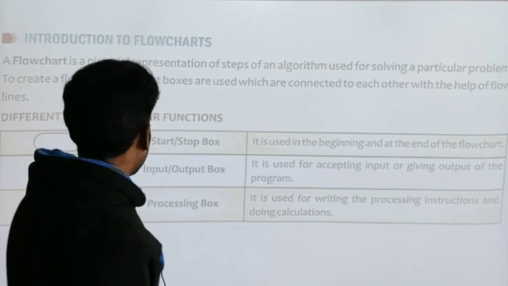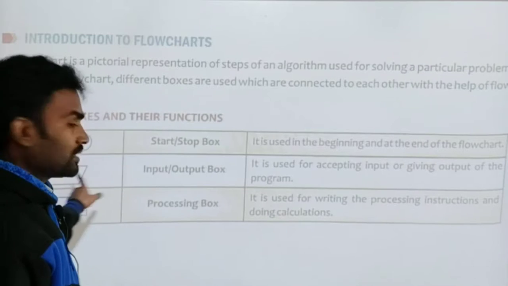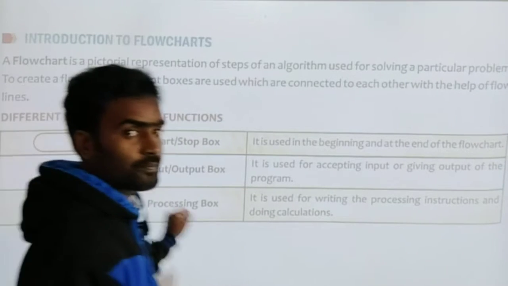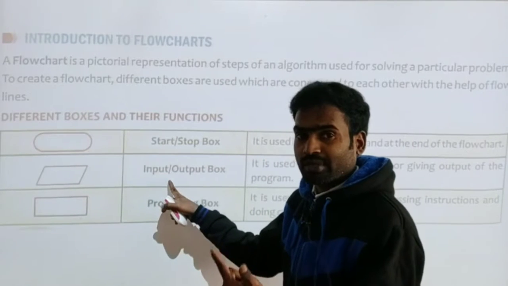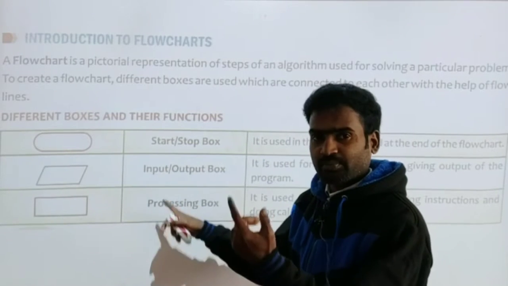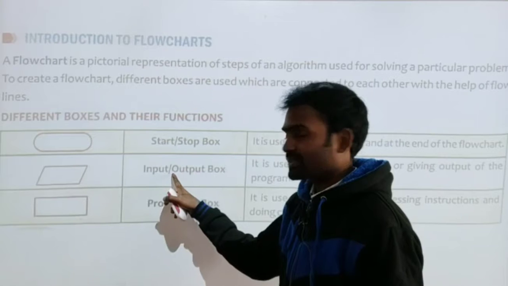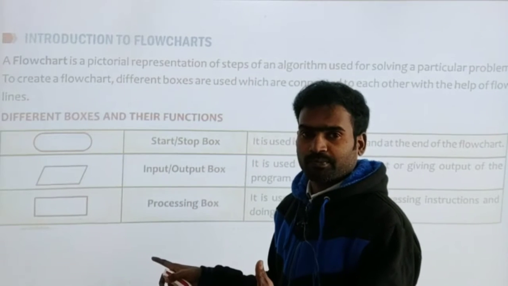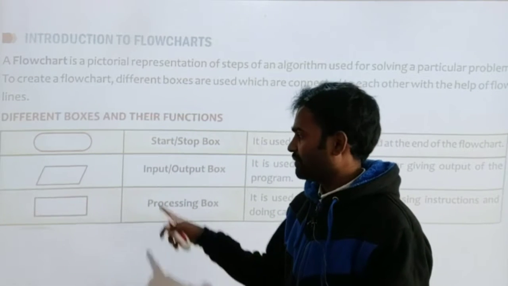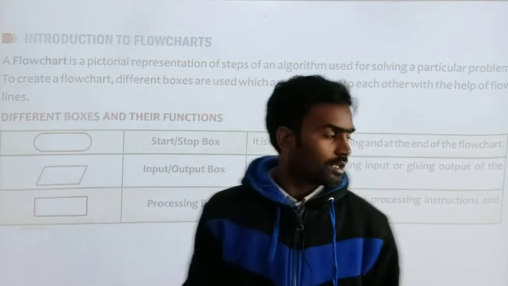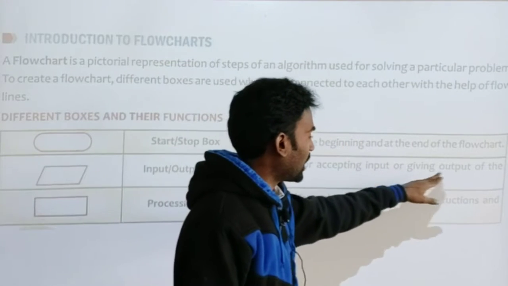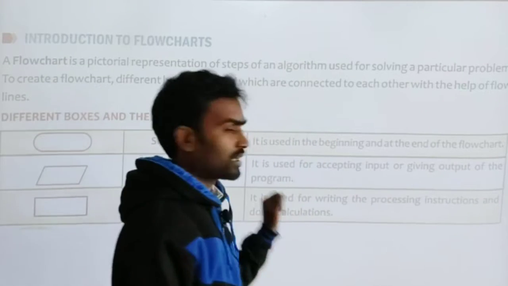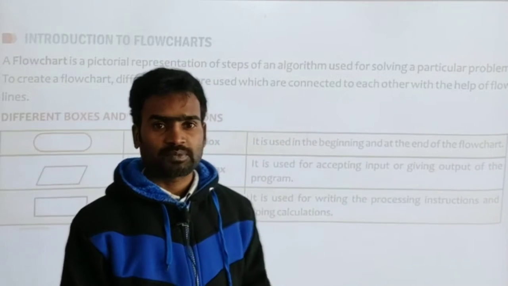And the second diagram is used for input and output. For reading input, we use this same diagram, and as well for displaying the output. When it shows the result, we use the same diagram. So it is used for accepting input or giving output of the program.